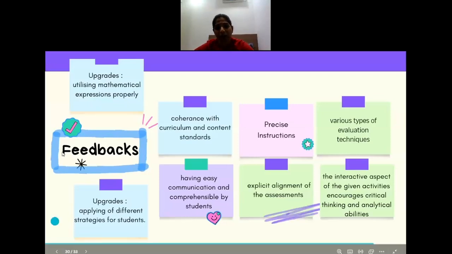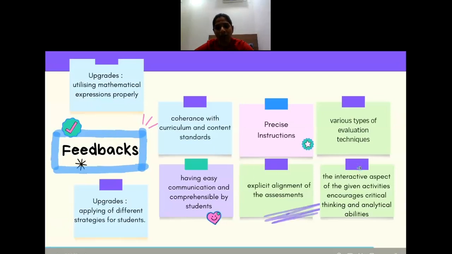Okay, here are some feedbacks that validators gave us. The objectives were coherent with curriculum and content standards, and facilitator gave precise or clear instructions, and facilitators having easy communication and comprehensible, and explicit alignment of the assessments, and our facilitator provides interactive activities to encourage critical thinking and analytical abilities of students. They also suggested some upgrades by utilizing mathematical expressions properly and also applying of different strategies for students.